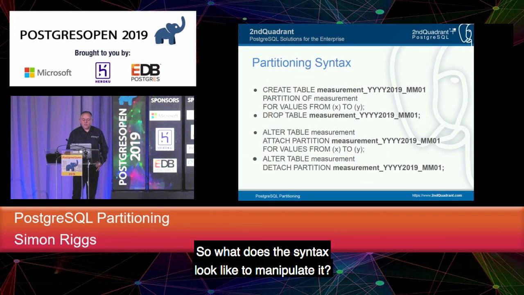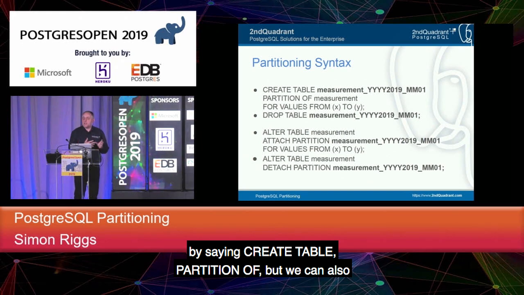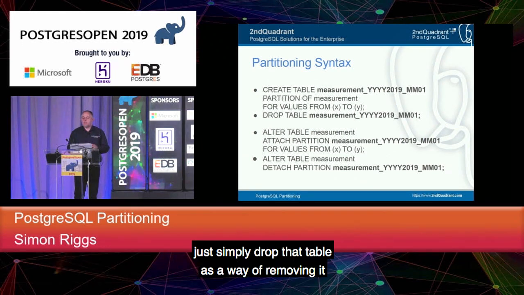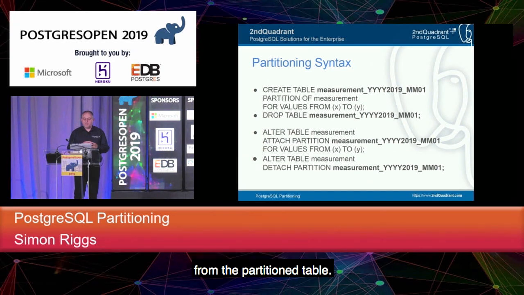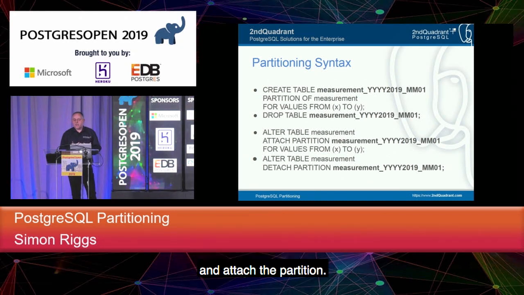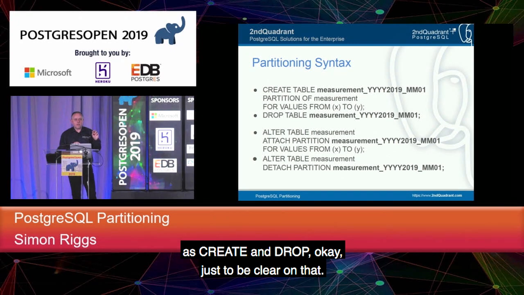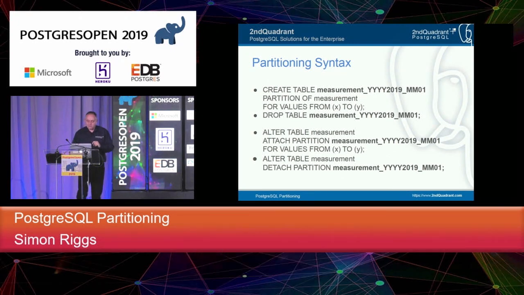So what does the syntax look like to manipulate it? Well, I mentioned that we can add a partition to the table by saying create table partition of, but we can also just simply drop that table as a way of removing it from the partitioned table. Another approach is to actually alter the table and attach the partition. So that doesn't create the table, and the detach doesn't drop the table, it just moves it under the partitioned table or back out again, okay? So the attach, detach syntax is not the same thing as create and drop, okay? Just to be clear on that.